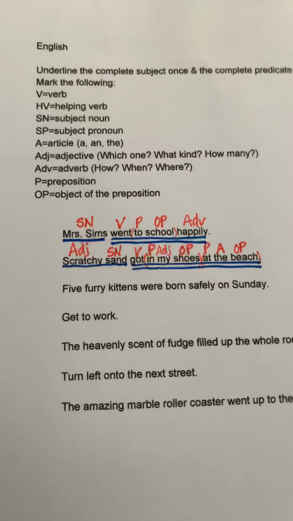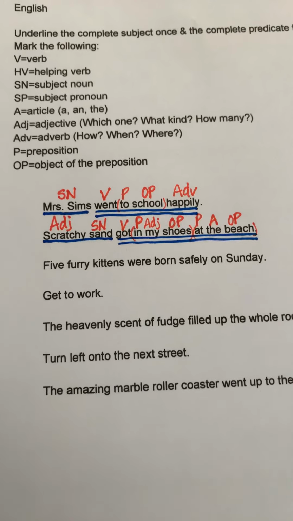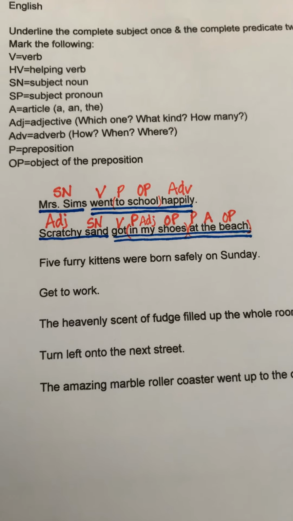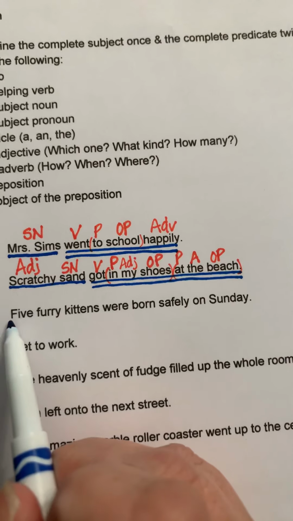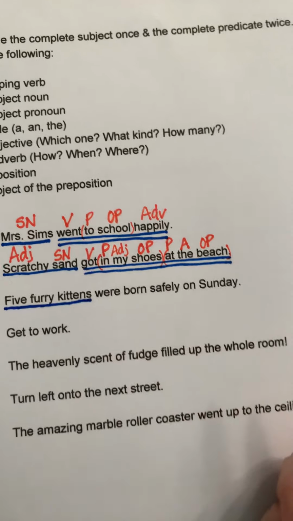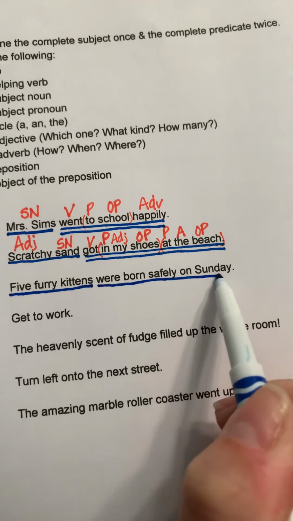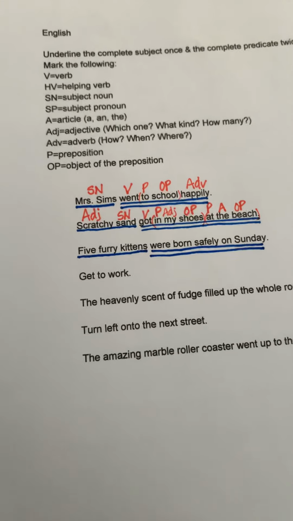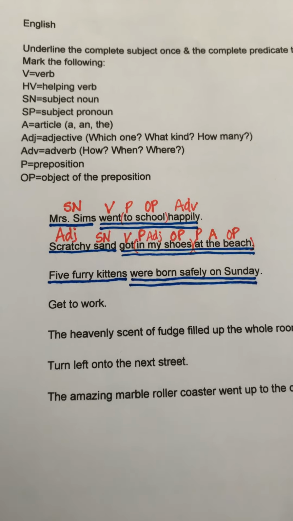All right. Next, my friend's cat had kittens, so that inspired me to write this sentence. Five furry kittens were born safely on Sunday. So who or what is the sentence about? Five furry kittens. And what is being said about the kittens? Were born safely on Sunday. All right, and let's look for our action or our verb. What's being said about the kittens?